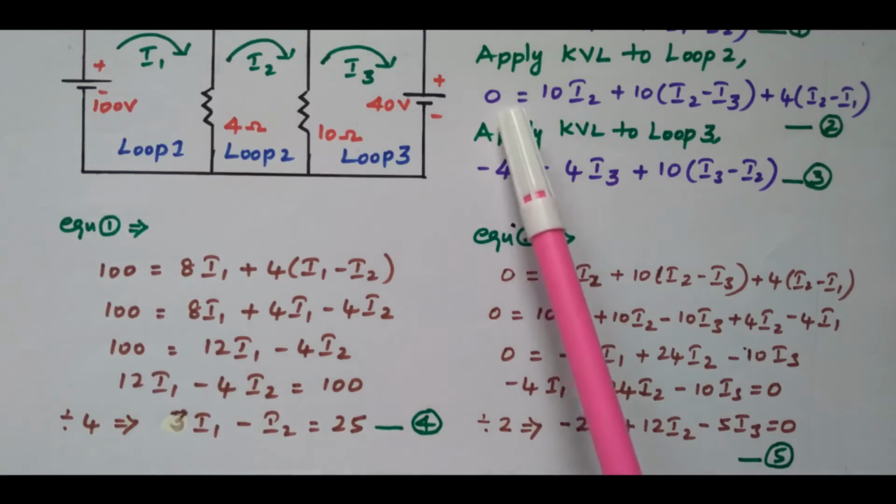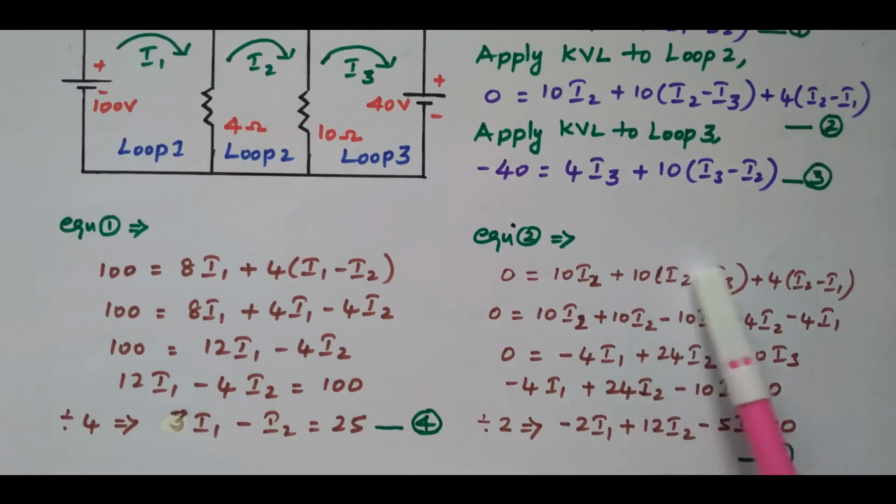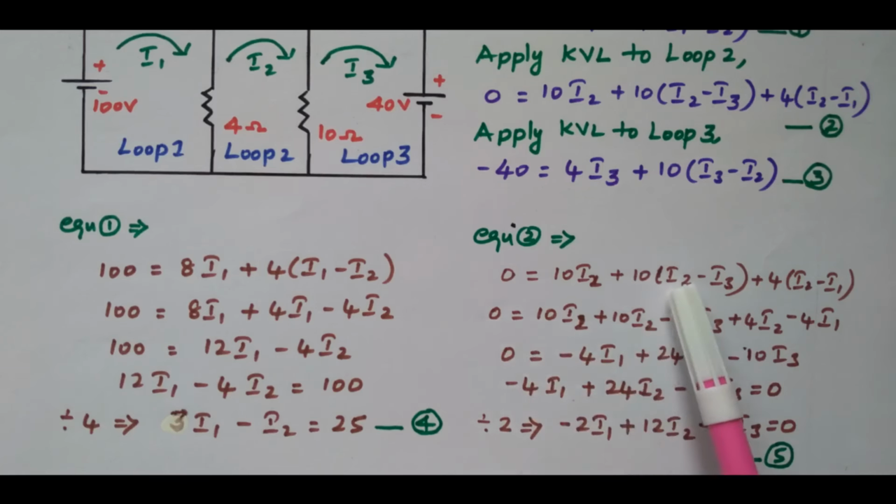Now we'll consider this second equation. 0 equal to 10i2 plus 10 into (i2 minus i3) plus 4 into (i2 minus i1). Now we'll multiply this inside. So 0 equal to 10i2 plus 10 into i2 minus 10 into i3, similarly 4 into i2 minus 4 into i1. This 4 is multiplied inside, and similarly here 10 is multiplied inside. So 0 equal to, this i1 is available only one term, minus 4i1.